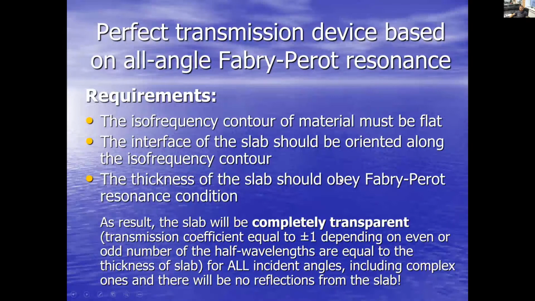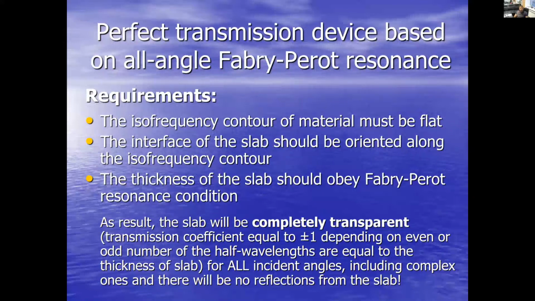If we have such a material, then we can create a perfect transmission device by using a simple idea which we know from basic optics: Fabry-Perot resonance. In a conventional dielectric slab, you can make certain conditions at which you will have perfect transmission of light and no reflection. If you have no losses inside, you need the thickness of the slab to be equal to an integer number of half wavelengths, and everything will be fine. But as soon as you change the angle of incidence, the Fabry-Perot resonance condition stops holding.